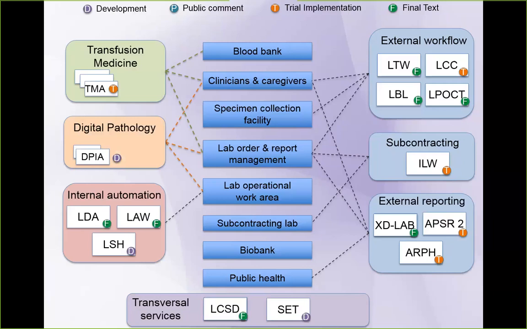So there's one more that kind of doesn't fit exactly into this. One is the LCSD, which is basically the laboratory providing information about their test catalog to its providers. So that's the clinicians or subcontracting labs, so that they can say, these are the tests you can order from us. These are the kind of specimens we need for this test. And then there's SET, which is our new profile under development, and I'm going to talk about it a little later, but it's called specimen event tracking. And that's just basically trying to capture the entire life cycle of the specimen from collection to final storage and anything in between. Next slide.